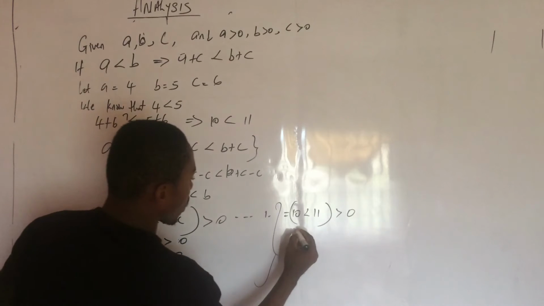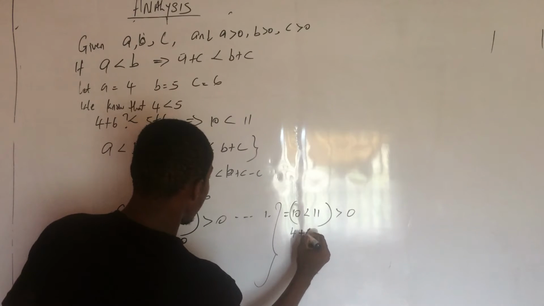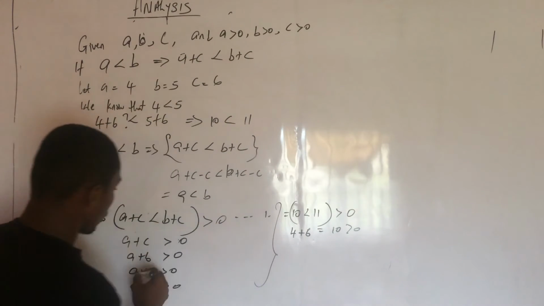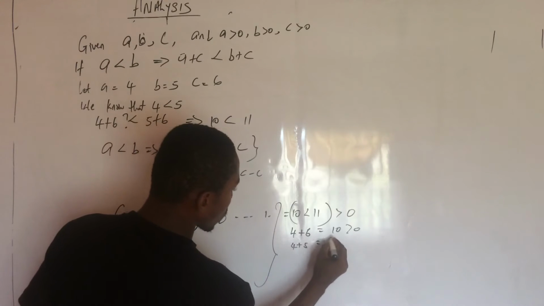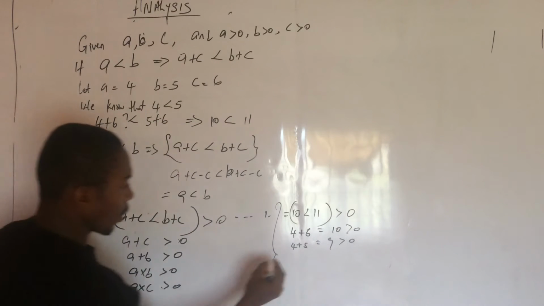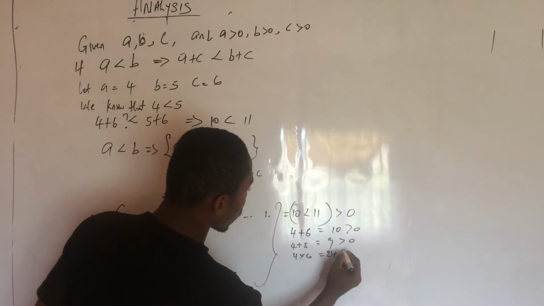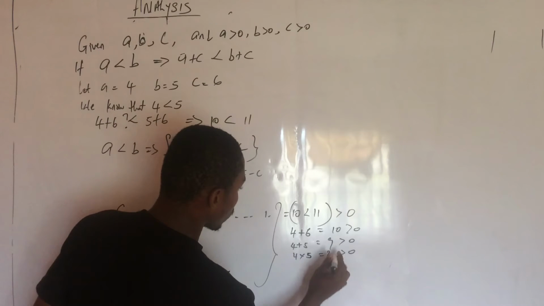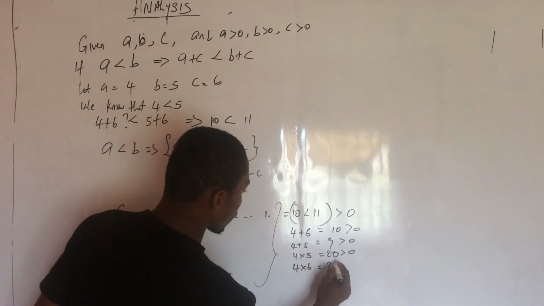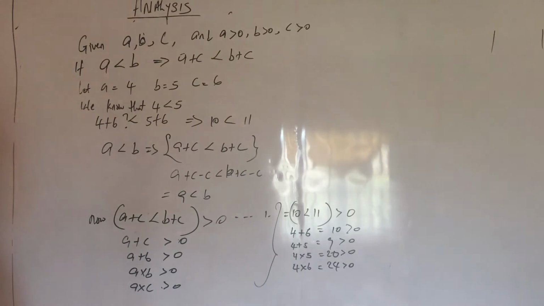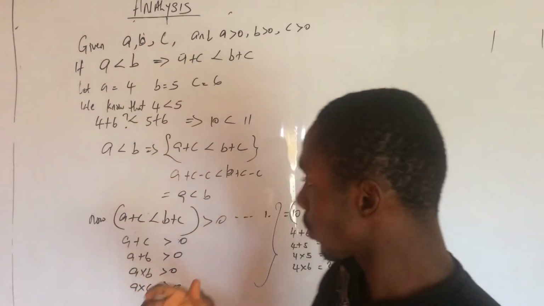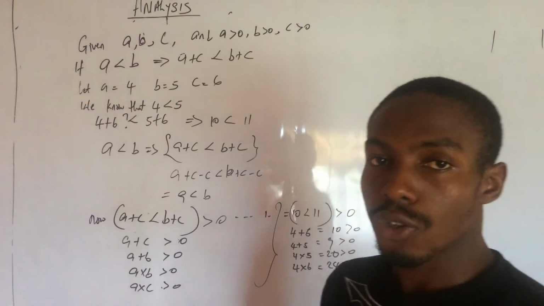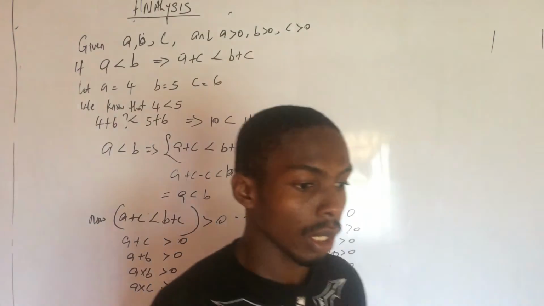Here is 4 plus 6 to give us 10, which is greater than 0. Here is 4 plus 5 equals 9, which is greater than 0. Here is 4 times 6, which equals 24, which is greater than 0. And here is 4 times 5 equals 20. Here is 4 times 6 equals 24, which is greater than 0. So what do I mean? For any given two numbers which are greater than 0, their sum and their product must be greater than 0.